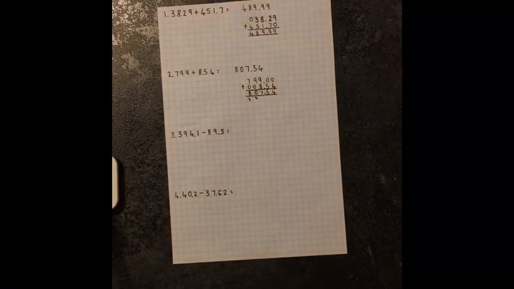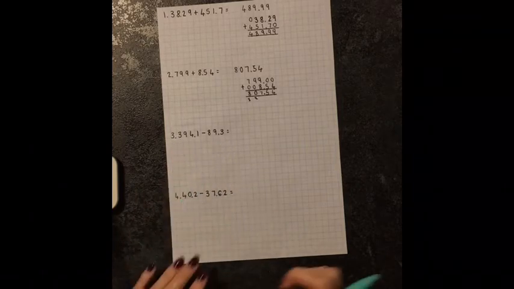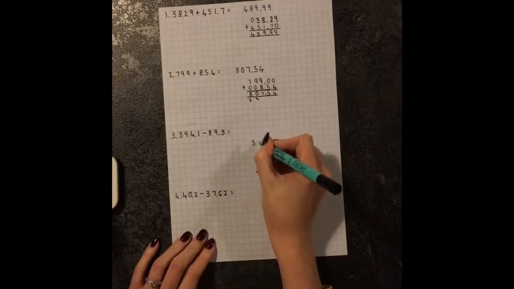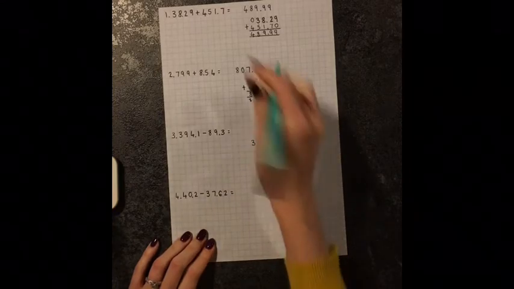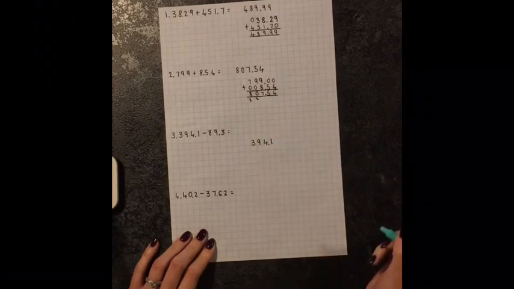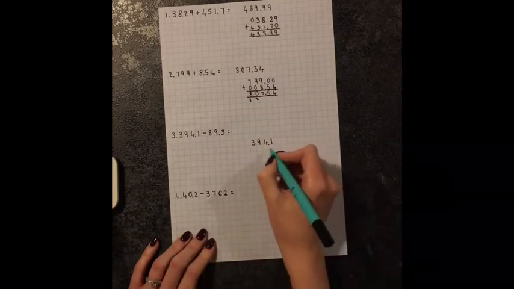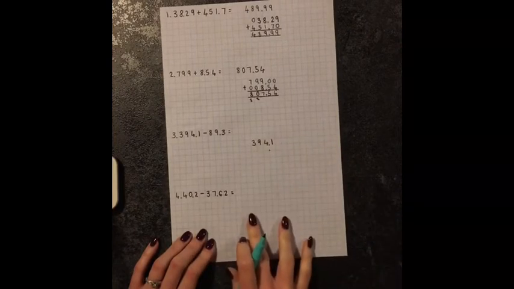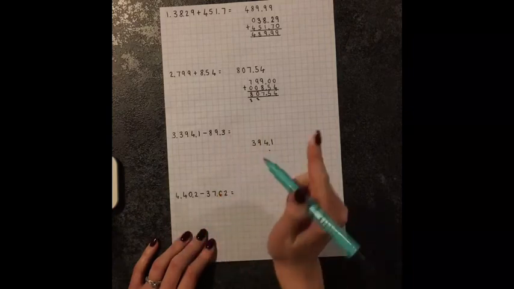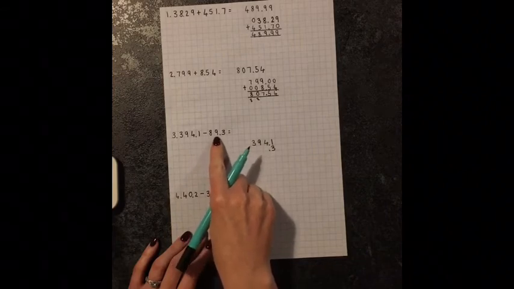Now those are my examples for addition. Now moving on to subtraction. I have 394.1, and my second number, if I align the decimal point first, I know after the decimal point I have one decimal place, and I know before the decimal point I have two digits.